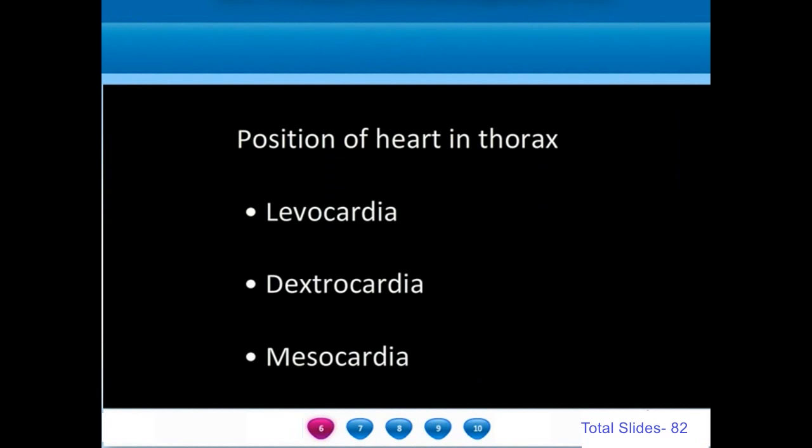From the subxiphoid coronal sweep, as we make a superior tilt of the probe to image the heart, we can appreciate the position of the heart in the thorax. If the cardiac apex is pointing towards the left, it's defined as levocardia. If the cardiac apex is pointing towards the right, it's referred to as dextrocardia. And if the cardiac apex is pointing downwards, then it's defined as mesocardia.